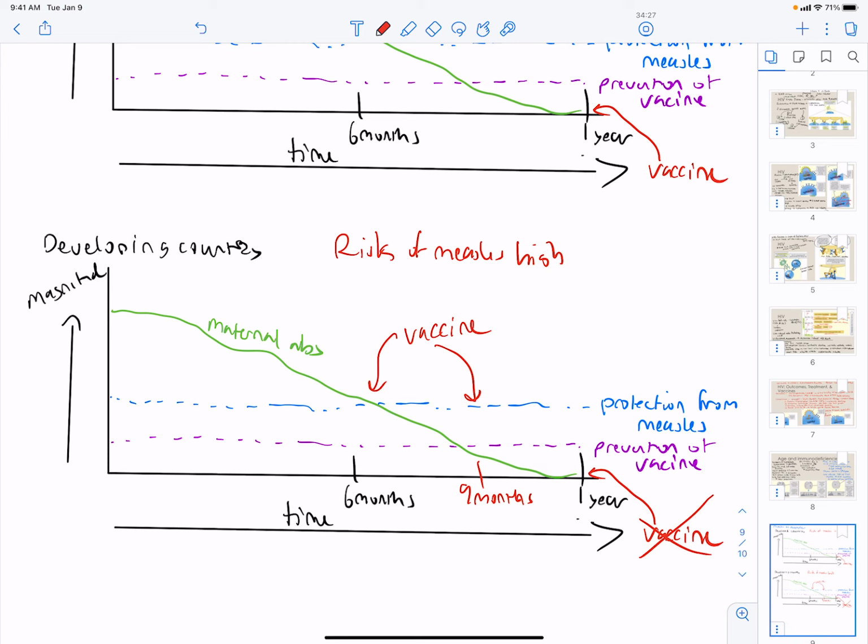So sometime between 6 and 9 months is where you give the vaccine, even knowing that there might be inactivation of the vaccine by maternal antibodies, because the risk is just too high to leave the infants for 6 months susceptible to measles. And so they use the vaccine to bridge the gap between where you're protected by maternal antibodies and then left susceptible because of the lack of maternal antibodies.